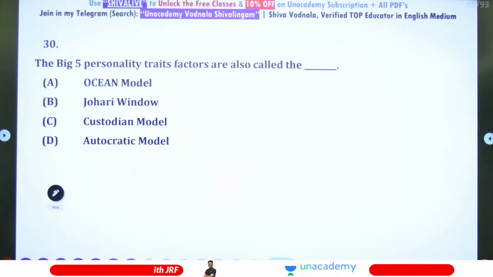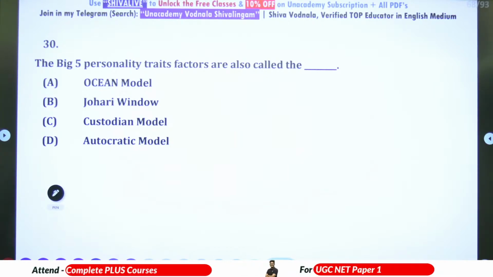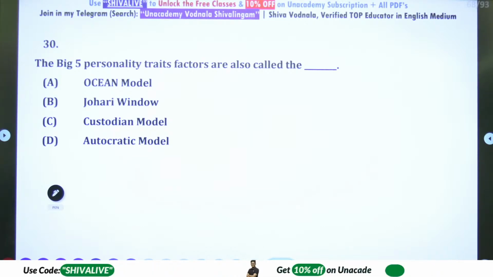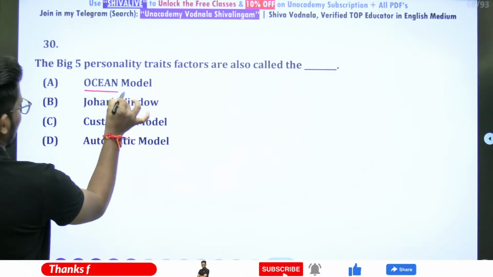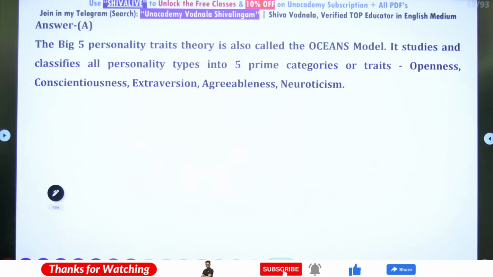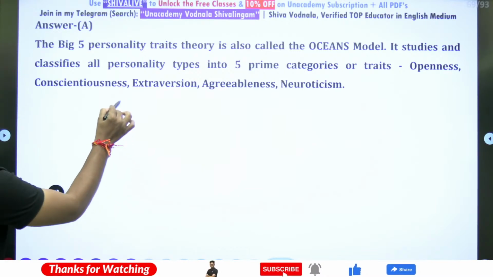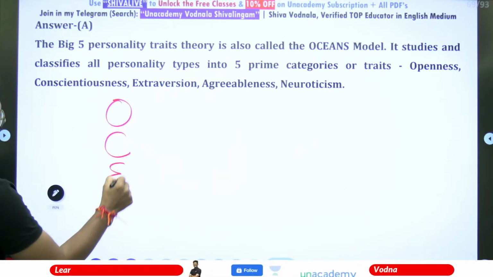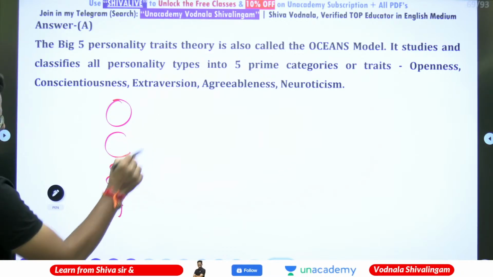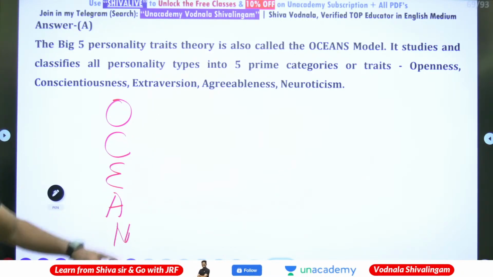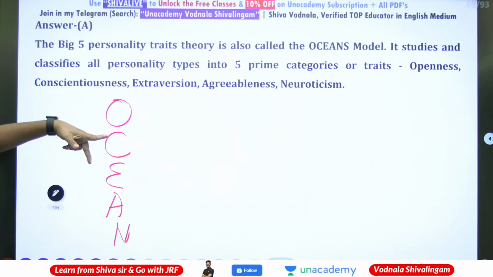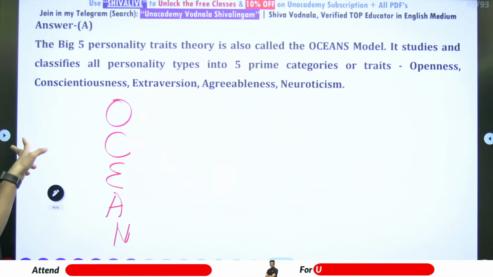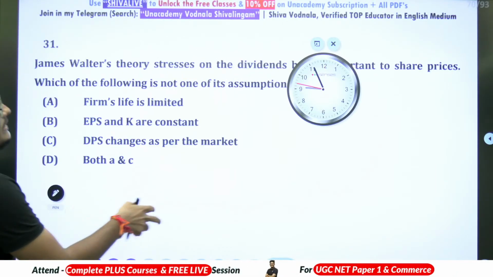Ocean model, Johari window, custodian model, autocratic model. So that is ocean model. Big five personality trait is a ocean model. So ocean full form: openness, consciousness, extraversion, agreeableness, neuroticism. Openness, consciousness, extraversion, agreeableness, neuroticism are part of the ocean 5 categories.